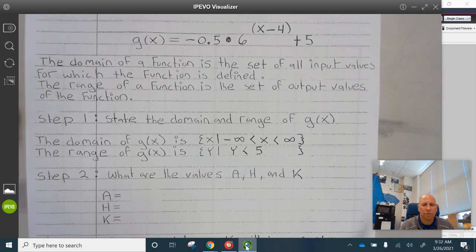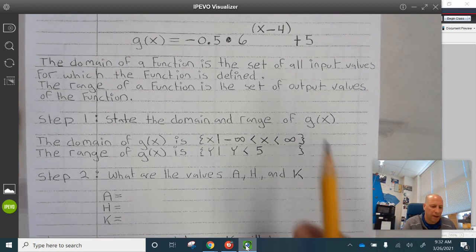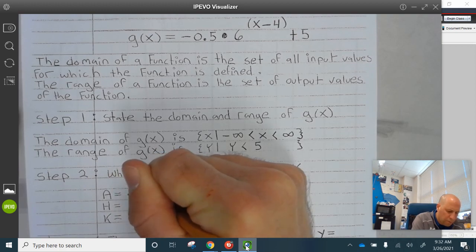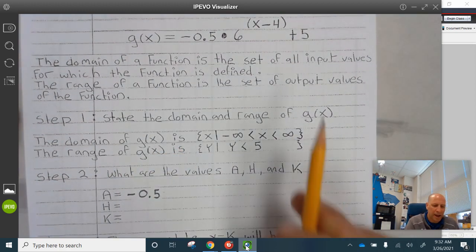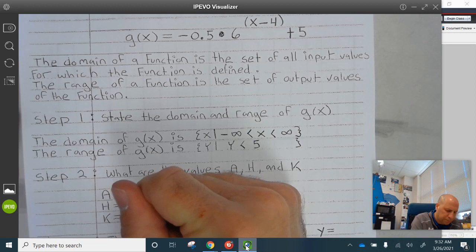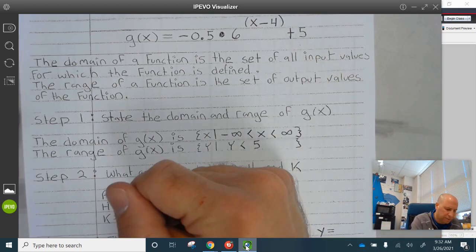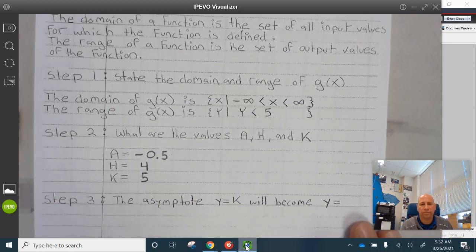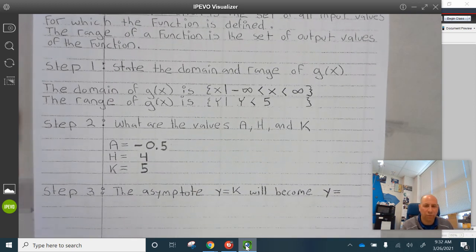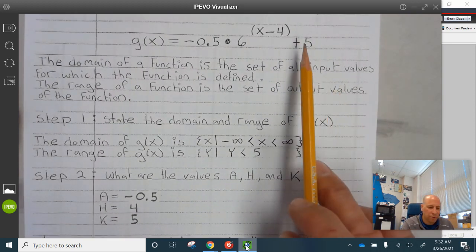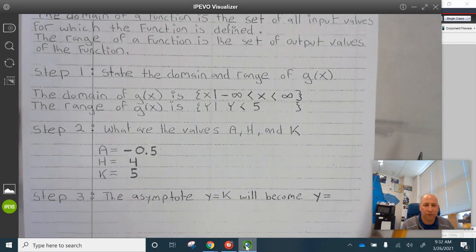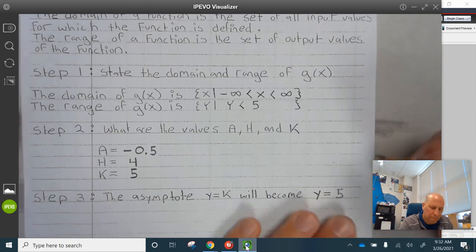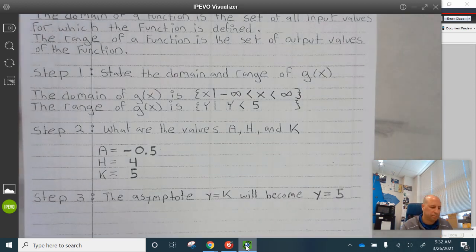All right, so what are the a, h, and k values? So a is right here, negative 0.5. h is 4. And k is 5. Okay, the asymptote y equals this value right here, 5. So the asymptote is y equals 5. All right.